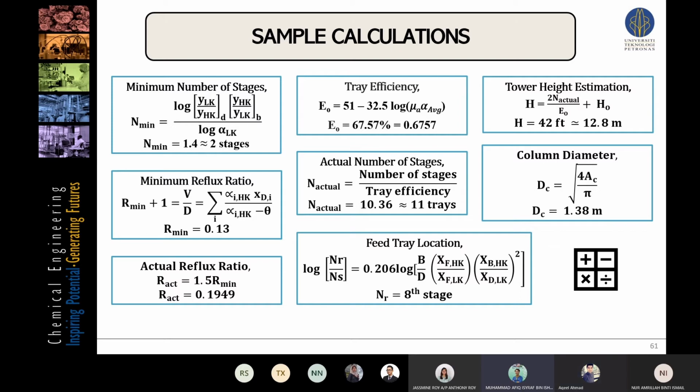So for the sample calculations, here are the few calculations that I have evaluated for the distillation column. The first one is the minimum number of stages, which is around 2 stages, minimum reflux ratio, which is 0.13, actual reflux ratio 0.19, tray efficiency, which is about 67%, the actual number of stages, which is 11 stages or trays, feed tray location, which is at the 8th stage, and the tower height estimation around 12.8 meter, and the column diameter is about 1.38 meter.